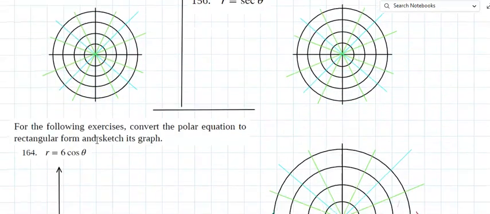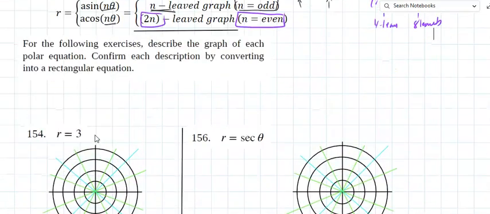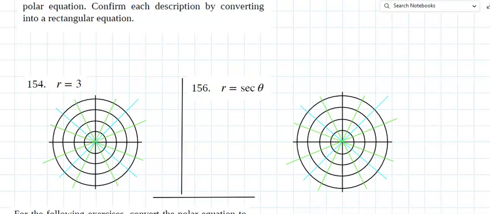Well, let's start with the most basic. R equals 3. Now, I could convert that. How is that? I know that x squared plus y squared equals r squared. That means x squared plus y squared equals 3 squared. I know that's a circle centered at the origin with a radius of 3.